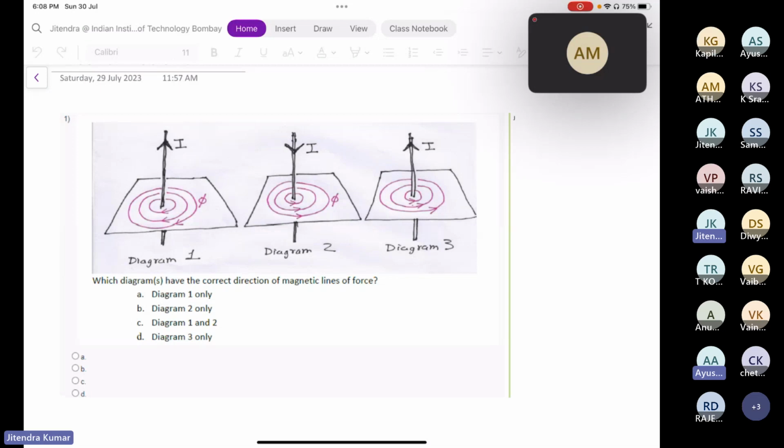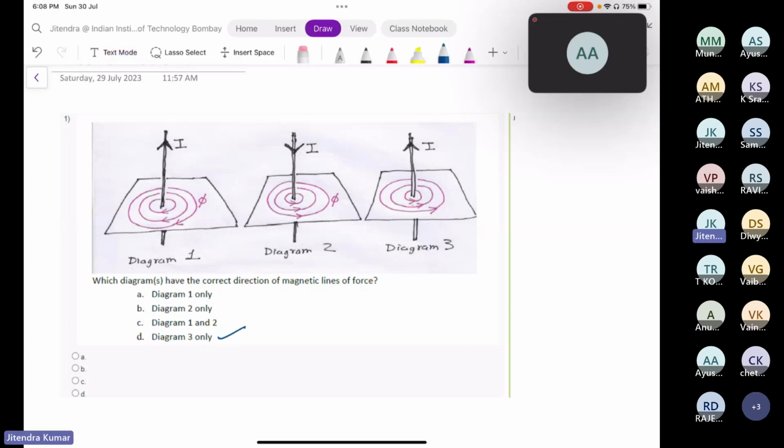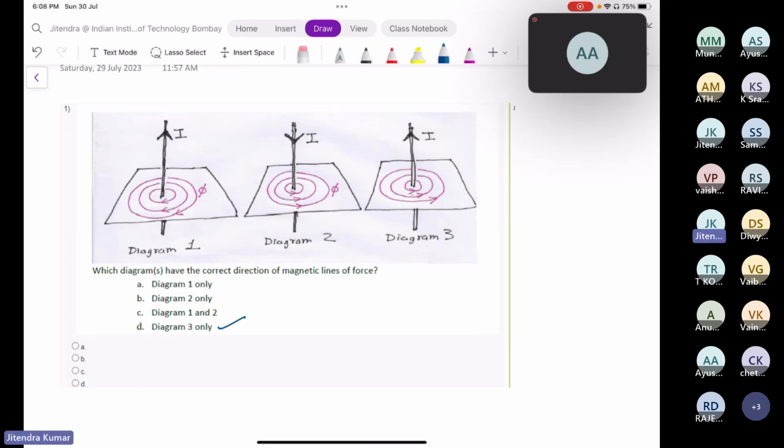Option number D. Okay, so someone has told option number D, diagram 3. So yes, it is correct. And how is it correct? You place your thumb in the direction of current and curl your fingers, and whichever direction your fingers follow, that will be the direction of flux. So according to this, option 3, which means option D, is the only correct one.